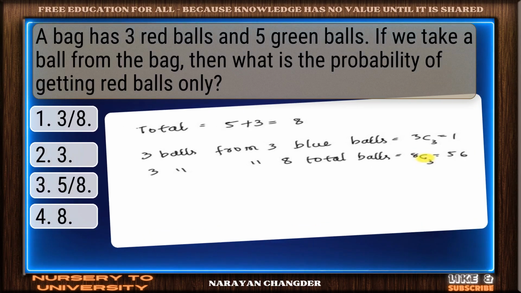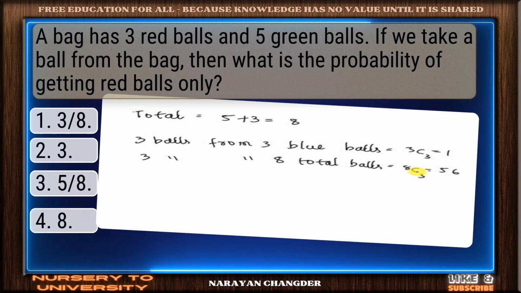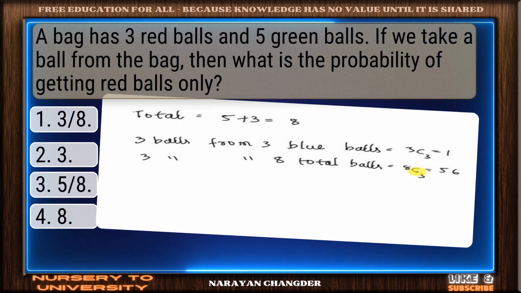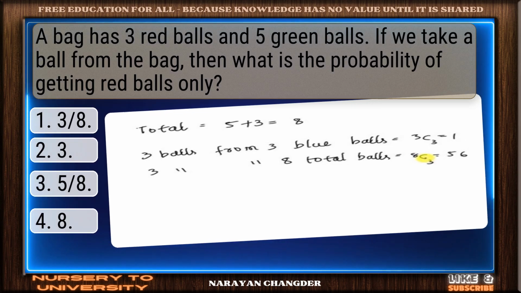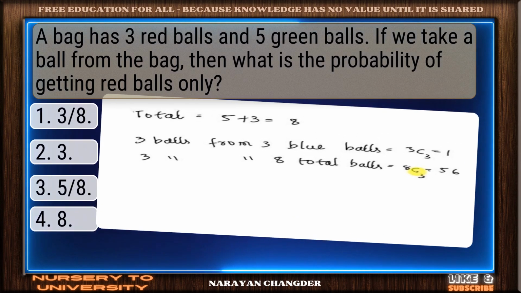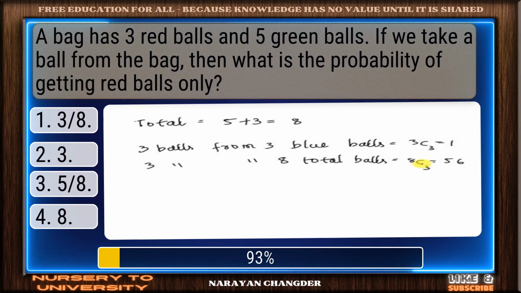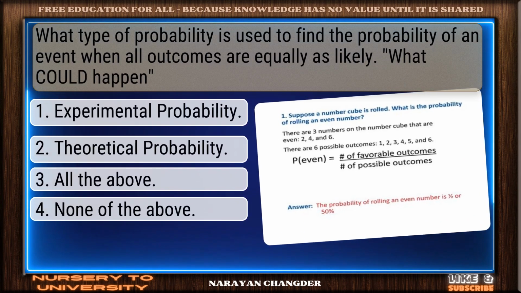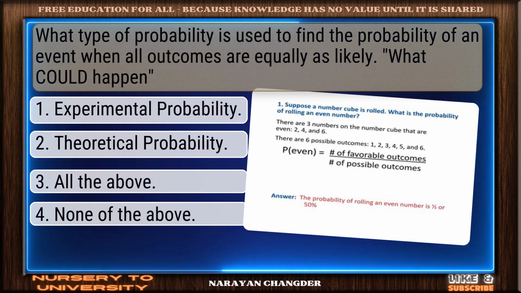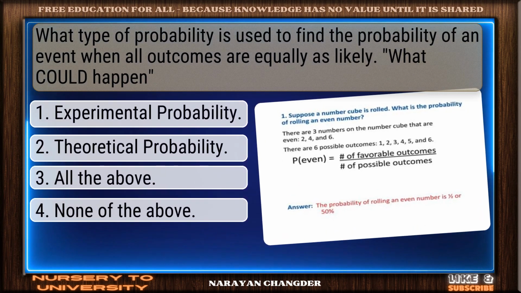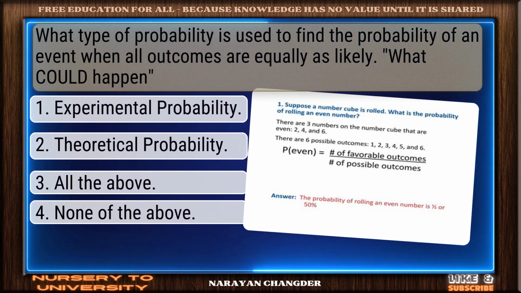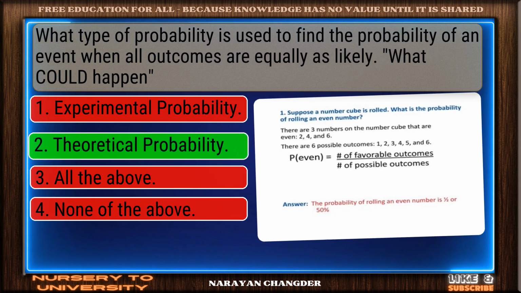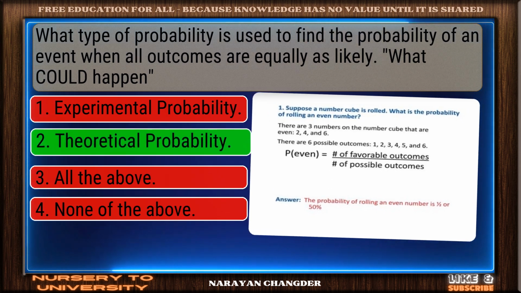A bag has 3 red balls and 5 green balls. If we take a ball from the bag, then what is the probability of getting a red ball only? Excellent. 3/8 is well reasoned. What type of probability is used to find the probability of an event when all outcomes are equally likely? What could happen? You're right. Theoretical probability is correct.